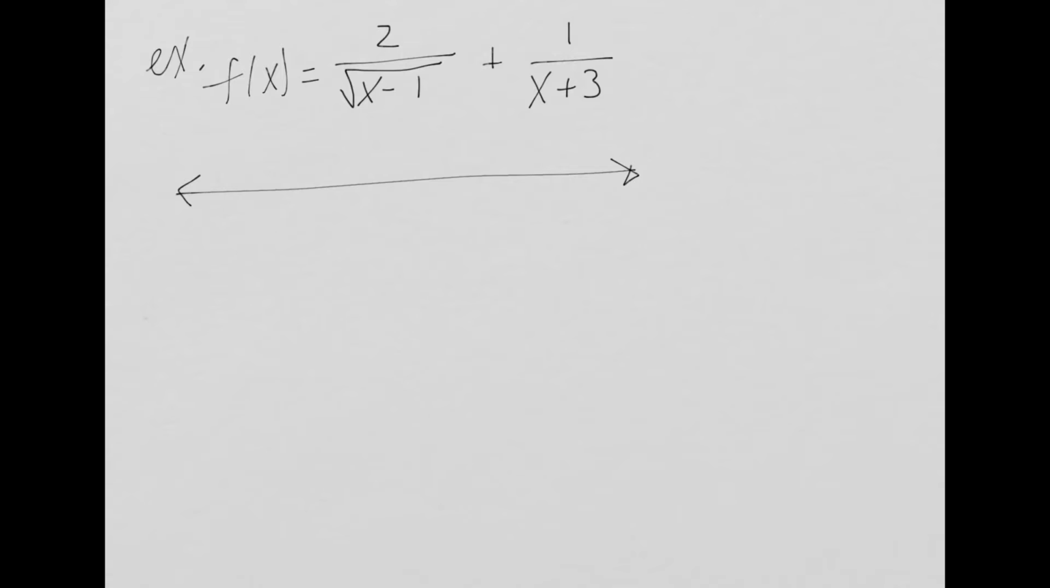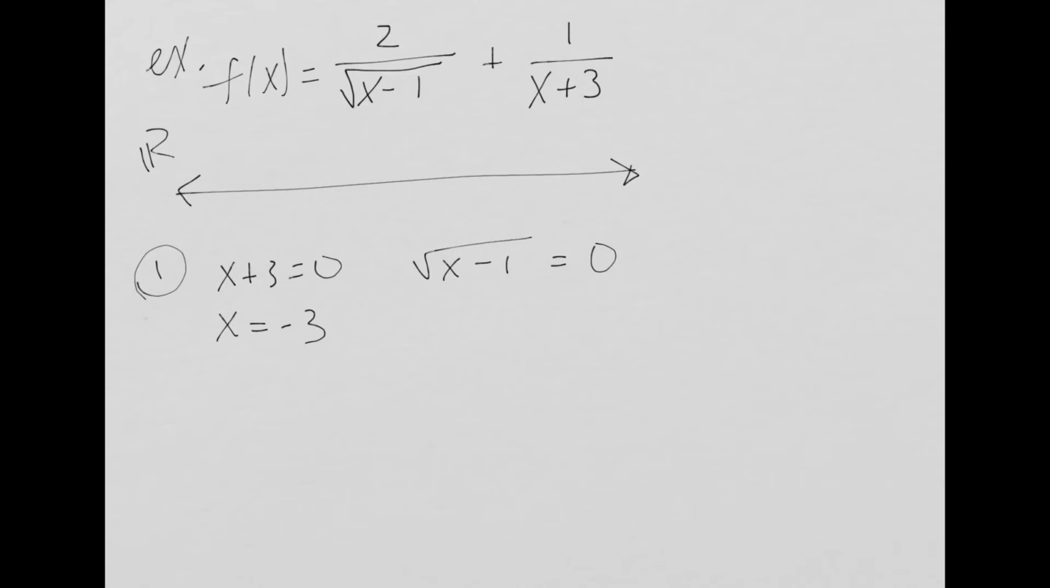Let's do one more example here. Let's let f of x be 2 over the square root of x plus 1. I'll change that to be a minus 1. You'll see why when we do this. So the square root of x minus 1 plus 1 over x plus 3. I want to know what's the domain of this function. So what am I allowed to plug in? So here's my number line. Ask yourself, do I have any denominators? Well, I actually have 2. I have 2 denominators. So I have that one, but then I also have that one.